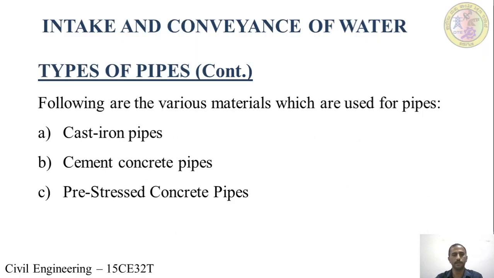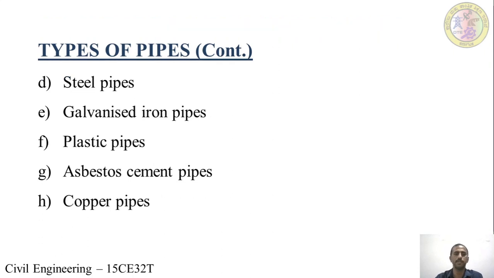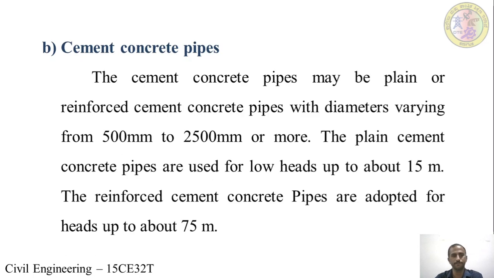As we learnt in the last class, these are the type of pipes. That is cast iron pipes, cement concrete pipes, pre-stressed concrete pipes, steel pipes, galvanized iron pipes, plastic pipes, asbestos cement pipes, copper pipes. Let us start with the second one, that is cement concrete pipes.